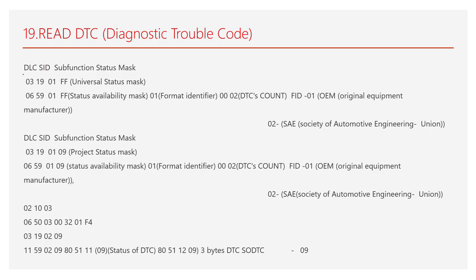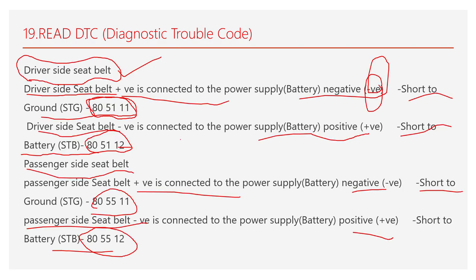See, this is the service. Every service has some message request format, right? So what is the message request format for the 19 service? DLC, service ID, subfunction, and status mask. What does this status mask mean? Whatever status we get, for example, take a test case which is seat belt. So the seat belt is there.